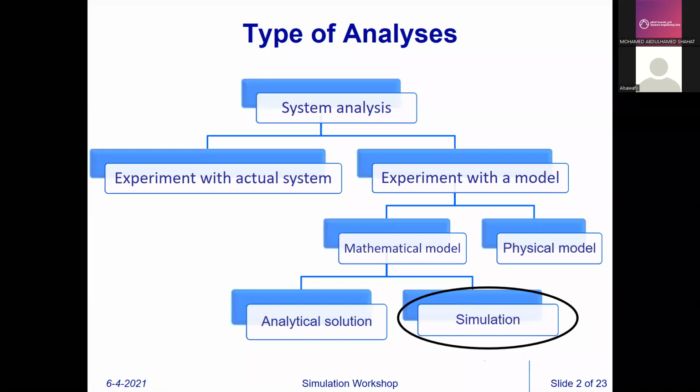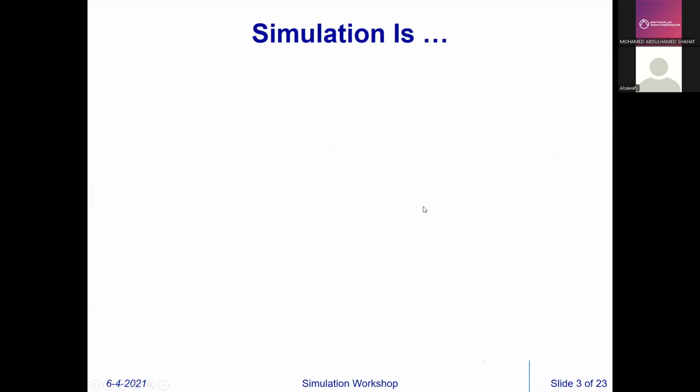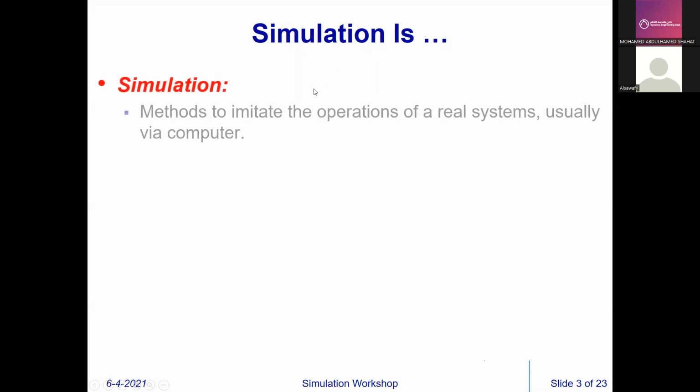Okay. So what is the meaning of simulation? Simulation is just an imitation of a real system's operation, at a point of time or over time, using a computer. This is what we had in the examples. We are just imitating the real system using a computer.